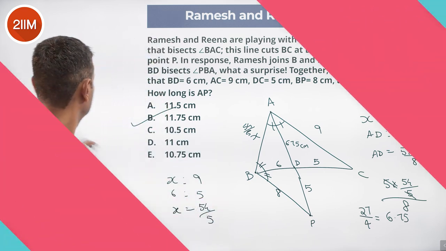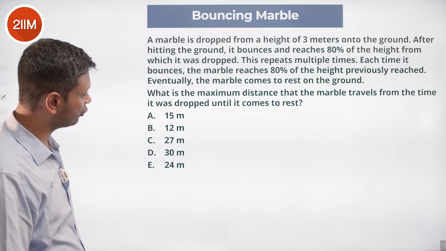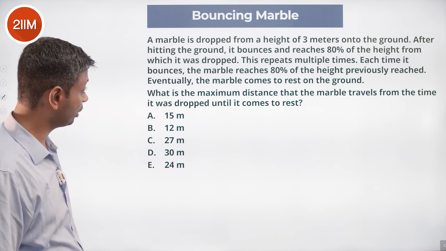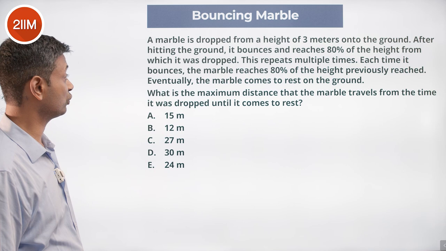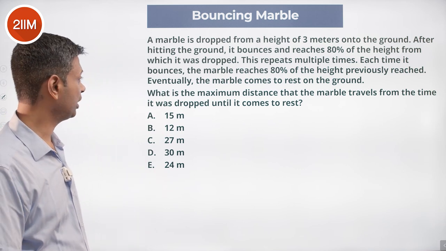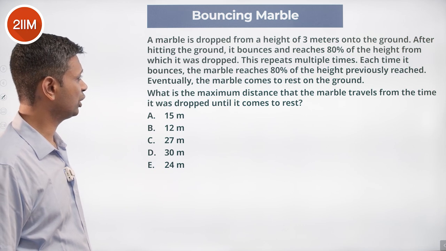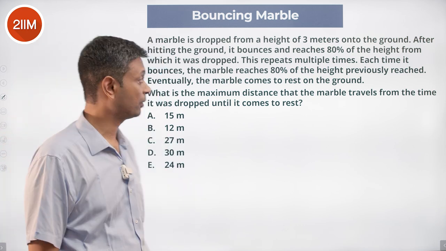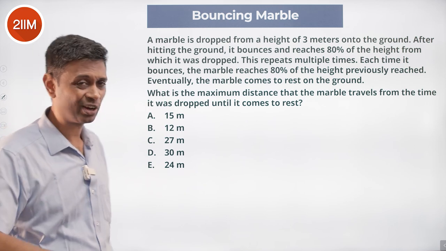We are through. A marble is dropped from a height of 3 meters onto the ground. After hitting the ground, it bounces back and reaches 80% of the height from which it was dropped. Nice. This repeats multiple times. Each time it bounces, the marble reaches 80% of the height previously reached. Eventually, the marble comes to rest on the ground.